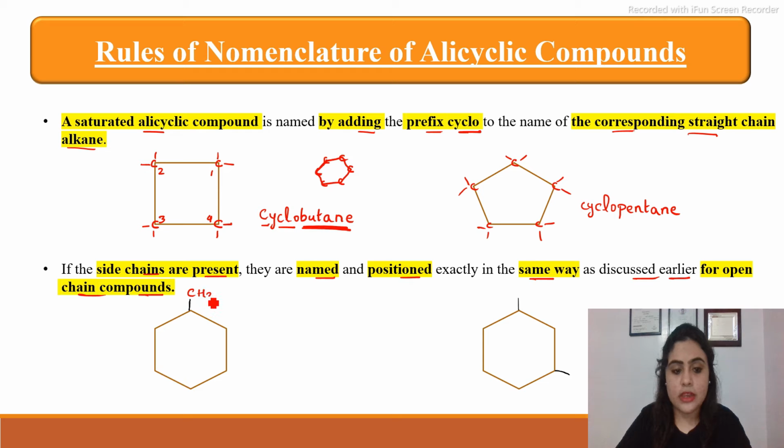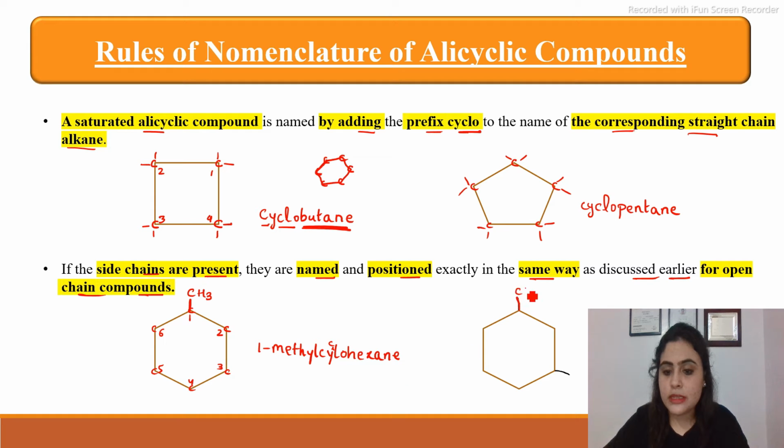If there is a CH3 here, then this is a substituent. We'll start numbering from here, and this will get the lowest numbering. Meeting of the two lines, again there will be a carbon. It's a saturated compound, but first we will name the substituent. So I'll write here 1-methylcyclohexane.